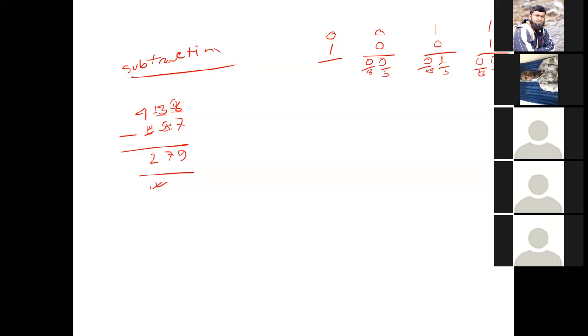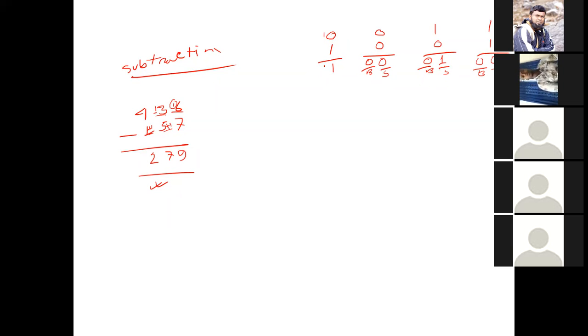Now this is the small value, 0, and this is the bigger value. So we need a borrow. So now 10 means, we know that 10 means 2. So 10 means 2. So 2 minus 1. So our result is 1. Okay. 10 means binary 2. So 2 minus 1. So our result is 1.